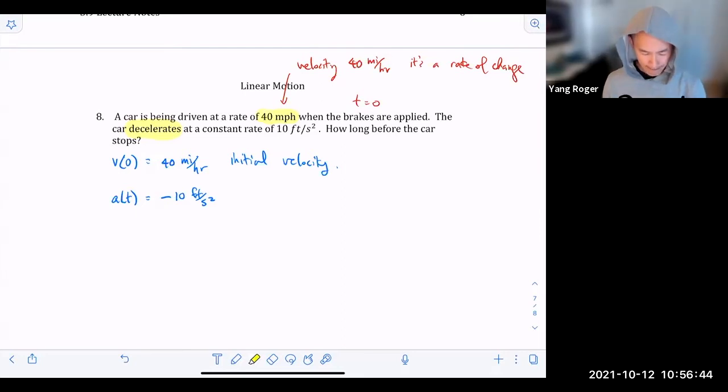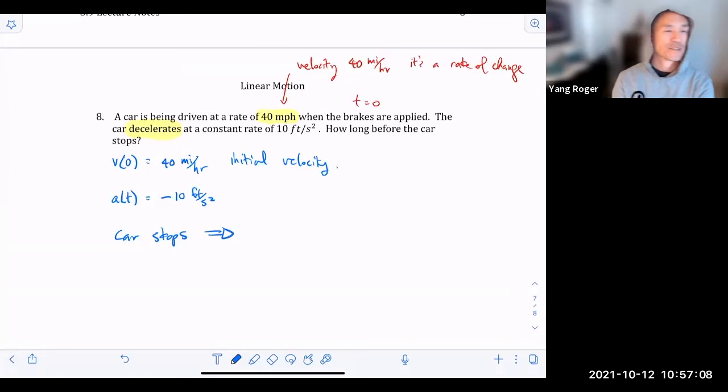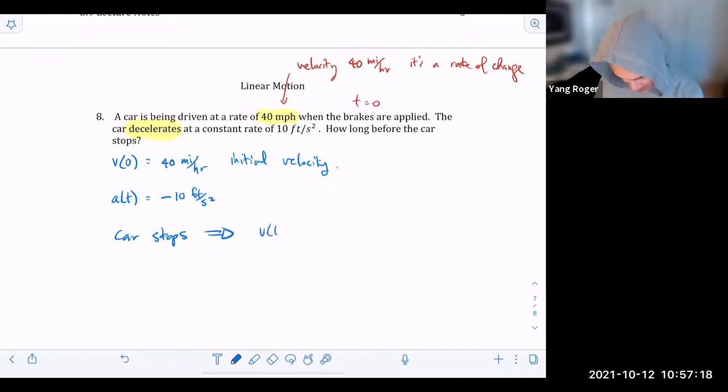Okay. So this question says, how long before the car stops? So what does it mean for the car to stop? What do you think it means for the car to stop? Is that a position thing, a velocity thing, or an acceleration thing? I think it's a velocity thing, right? It's basically when the velocity is equal to 0.